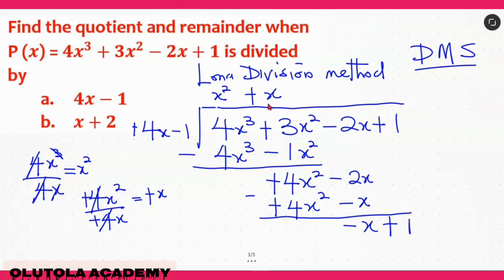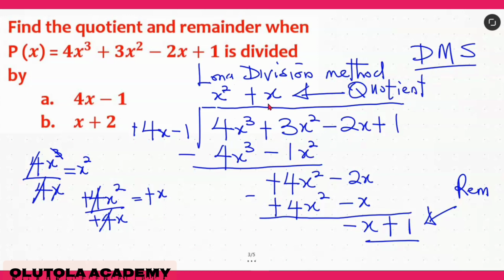So if you look at these two, you see that this is lesser, this here is lesser. So that is the end of the division, and I have this to be the remainder. The remainder is minus x plus 1, and the quotient is up here, x square plus x. So that is question A.